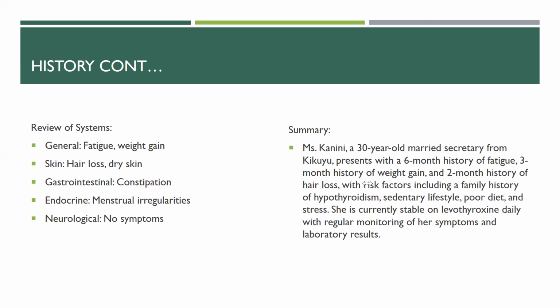Khalid, could you read for us the review of systems and just wind up with a summary as well? Okay, so review of systems. General: fatigue and weight gain. On skin, there was hair loss and dry skin. GI, there was constipation. Endocrine, there was menstrual irregularities. Neurological, there were no symptoms.